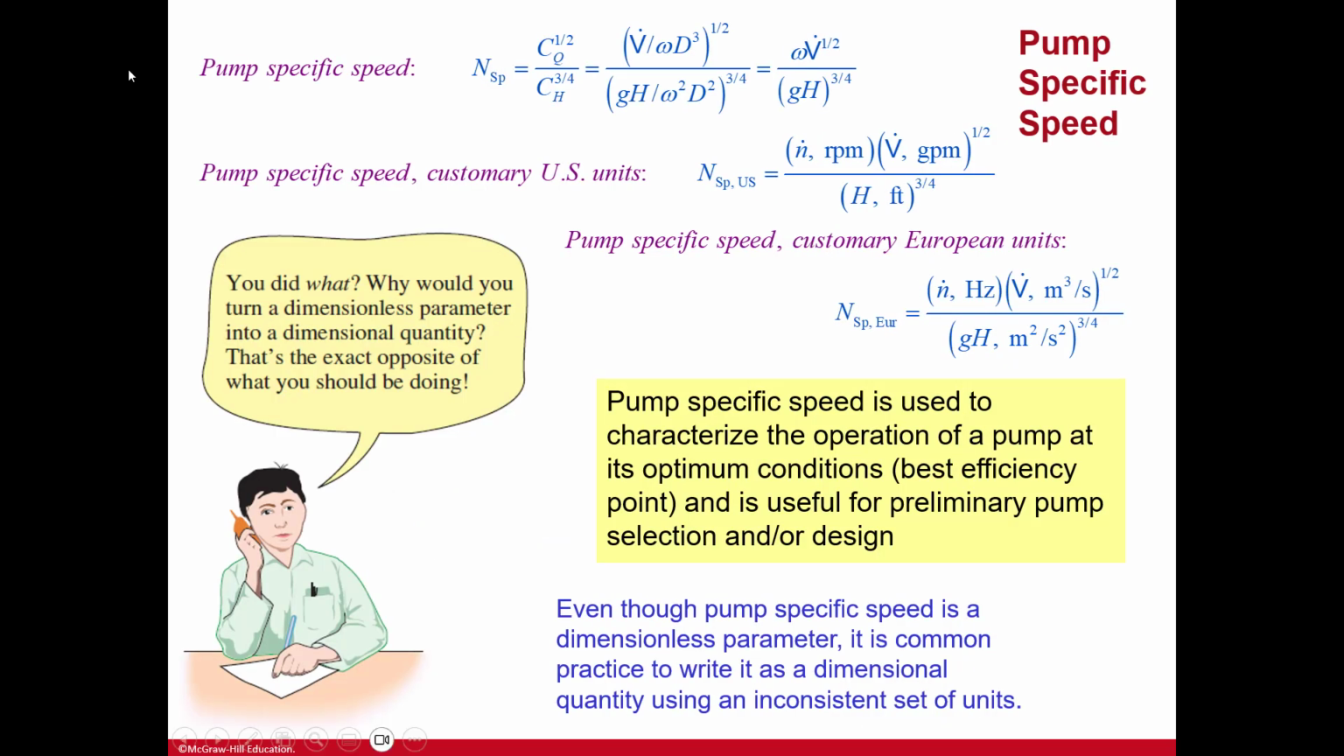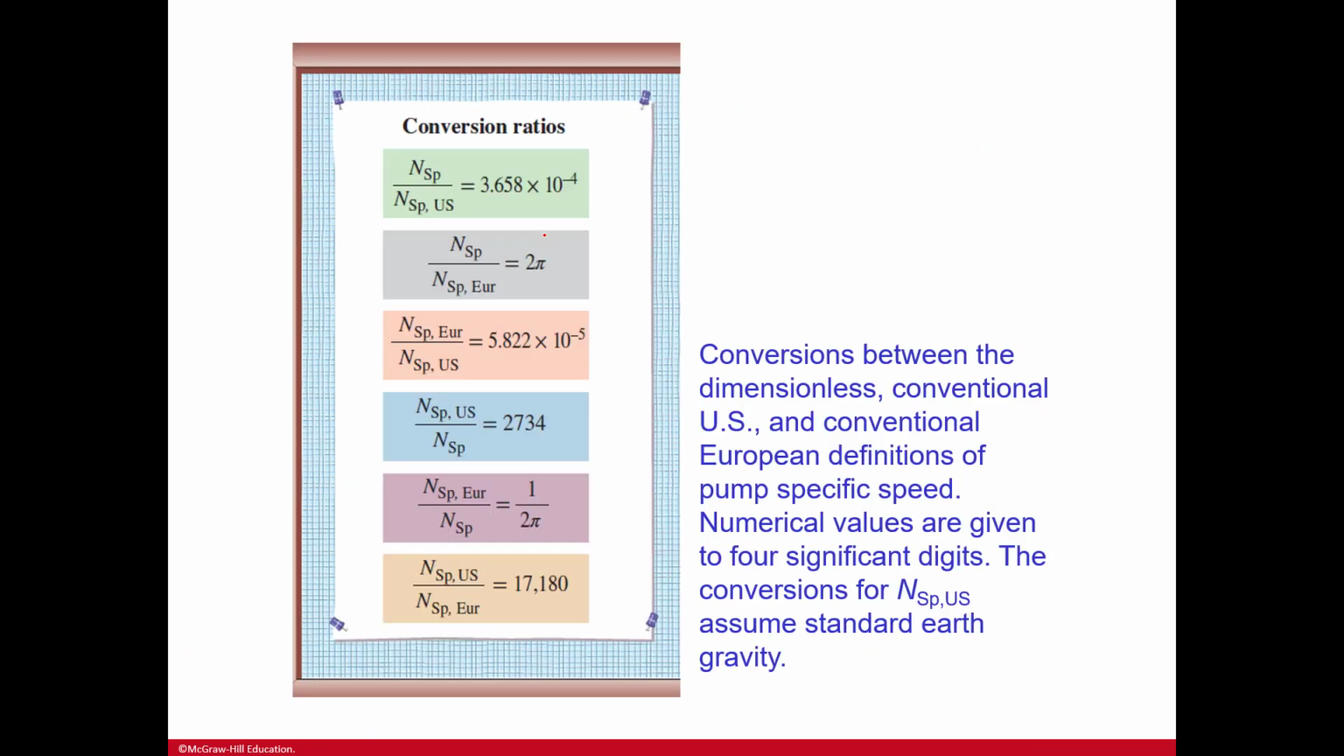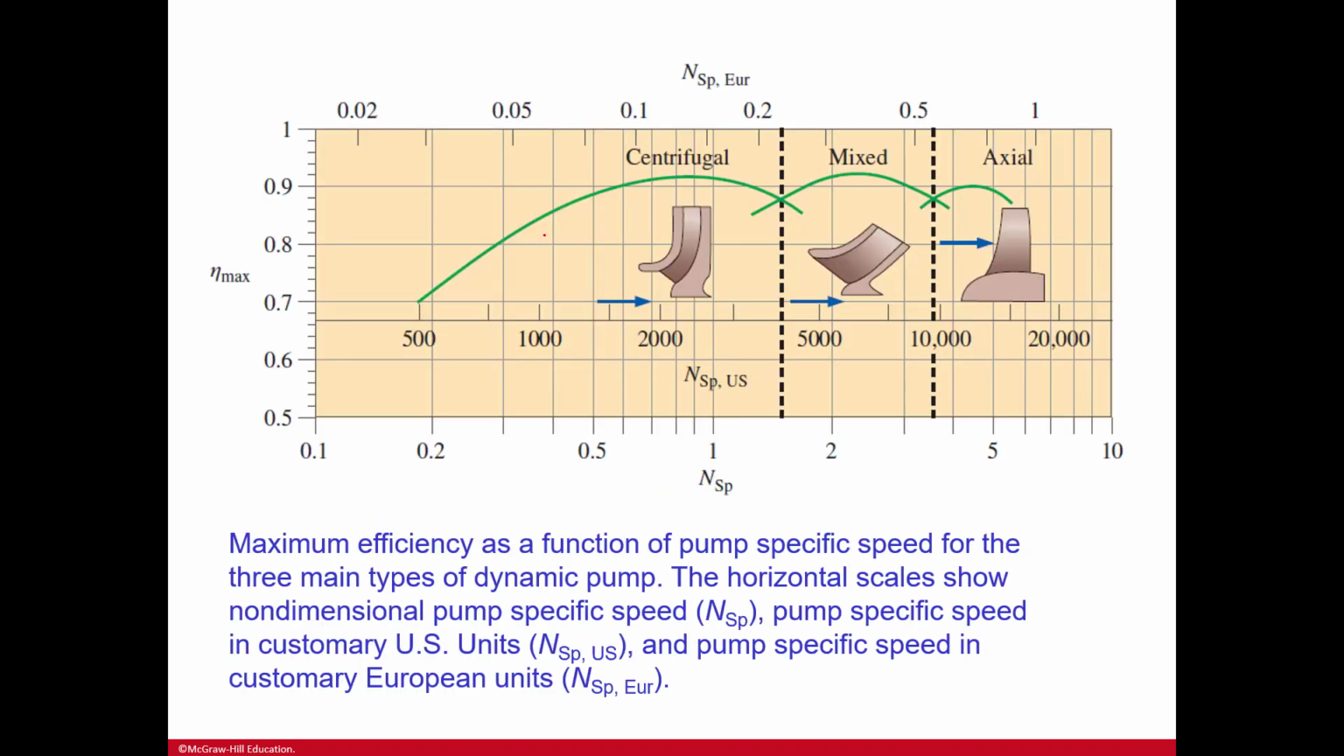So here we have the pump specific speed, and then pump specific speed in customary US units, and then in European units as well. Here are the conversion ratios between the two. And then maximum efficiency as a function of pump specific speed for the 3 main types of dynamic pumps.